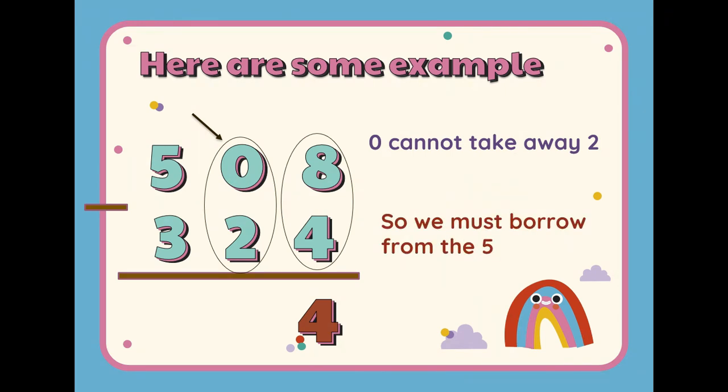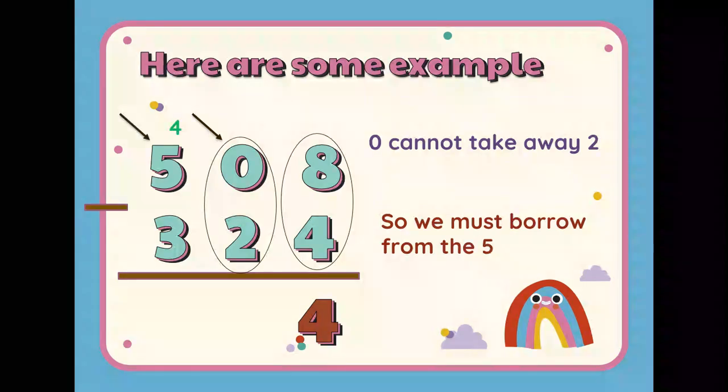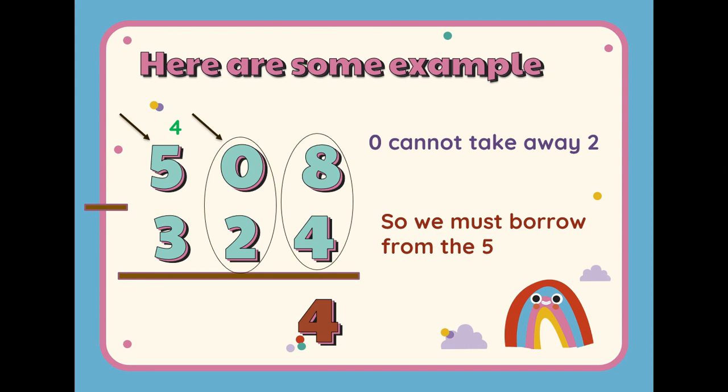You cannot borrow from the 8 because it's done already. So we borrow from the hundreds place, which is the number 5. So 5 will become 4 and 0 will become 10. Now we can subtract 10 minus 2, which is 8. How about this one? 4 minus 3 is equal to 1. So the answer is 508 minus 324 is equal to 184.